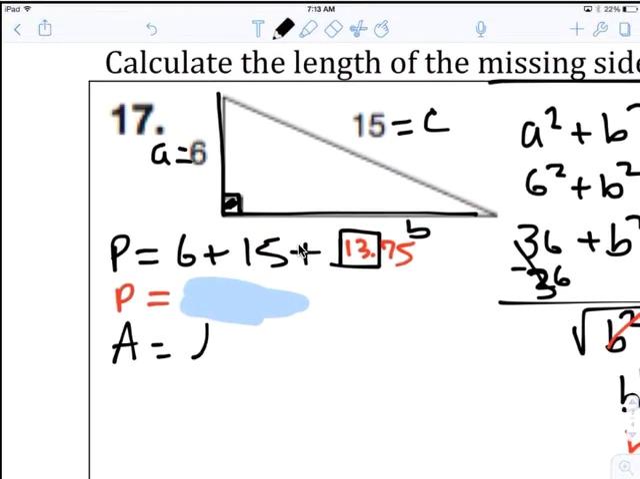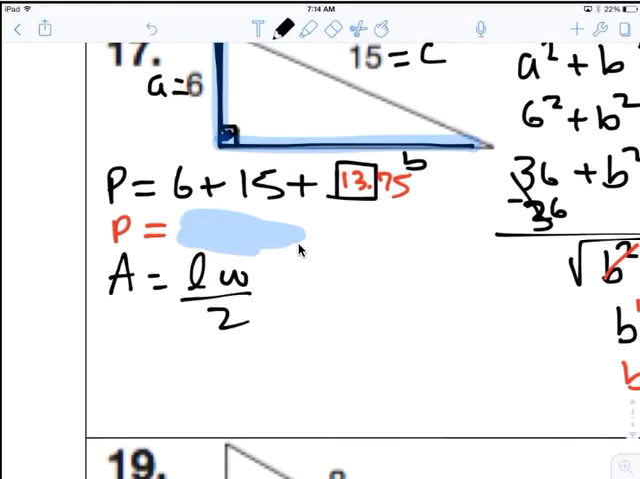A equals length times width divided by 2. Length and width, or base and height, is the two legs. These two legs right here are base and height. Area equals 6 times 13.75 divided by 2. Okay, this one you'll need a calculator. I'll show you what I mean.